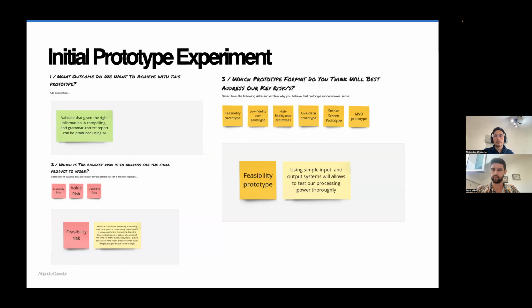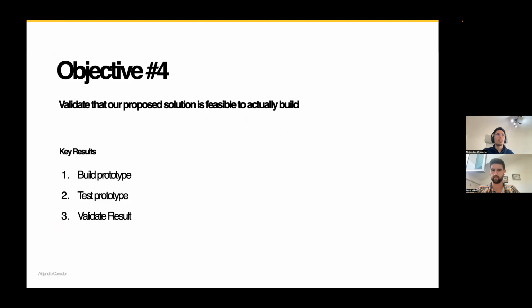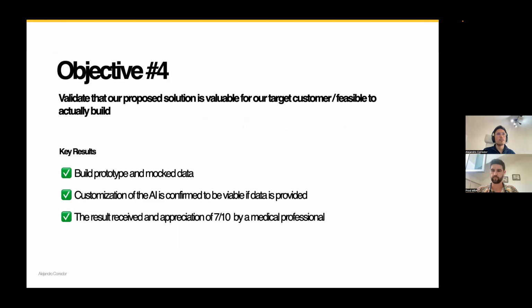As we were saying, coming back to our initial prototype, let's talk a little bit more about the result that we expected to have there. The result was, of course, building a prototype, testing the prototype, and validating the results. So how did we do that? As I mentioned before, we used a very simple system using ChatGPT and mock data created by a medical student, and these were the results.